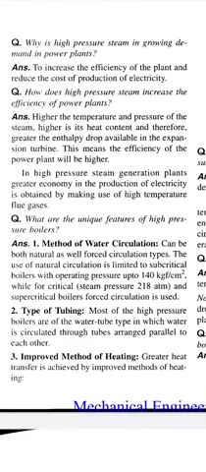Question: what are the unique features of high pressure boilers? Answer: the method of water circulation can be both natural as well as forced circulation types. The use of natural circulation is limited to subcritical boilers with operating pressure up to 140 kg per centimeter squared, while for critical steam pressure, 218 atmosphere pressure, and supercritical boilers, forced circulation is used.